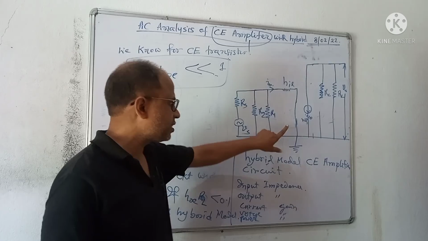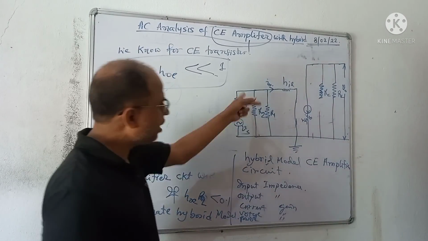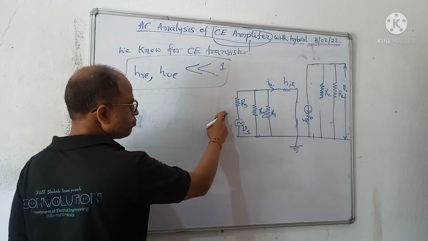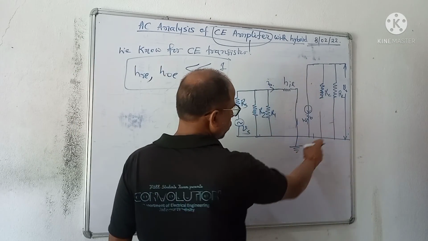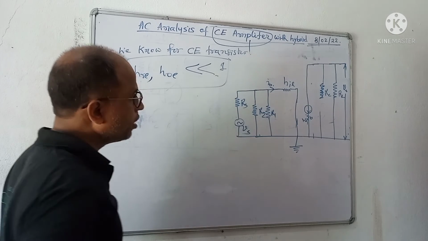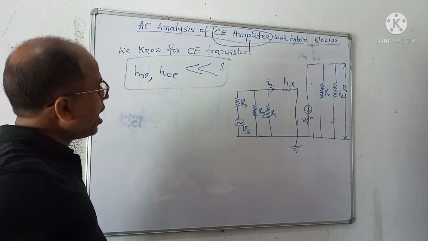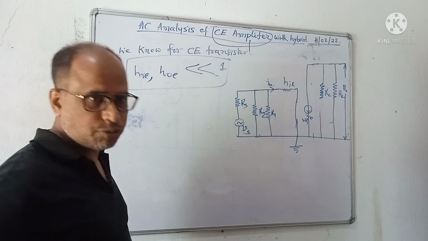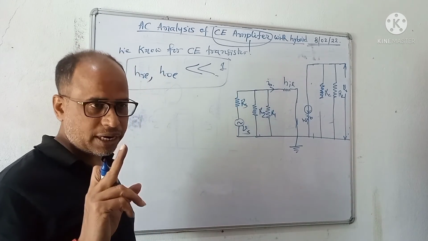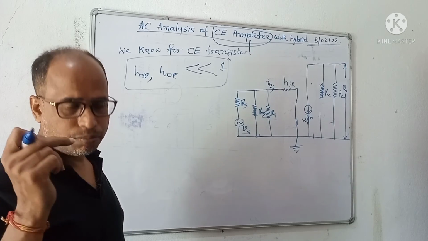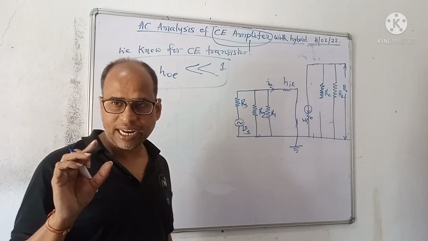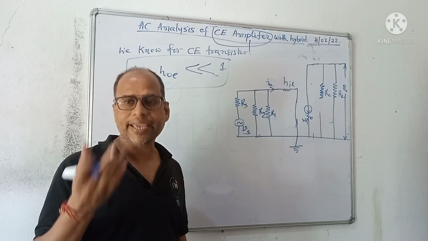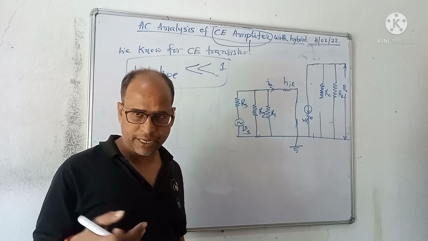From this circuit, we will analyze the AC behavior of the amplifier. Therefore, we will use this circuit to analyze the amplifier using the approximate hybrid model, not the full hybrid model, because the hybrid model analysis is extremely difficult and complicated. Therefore, we are making an approximation, simplifying.